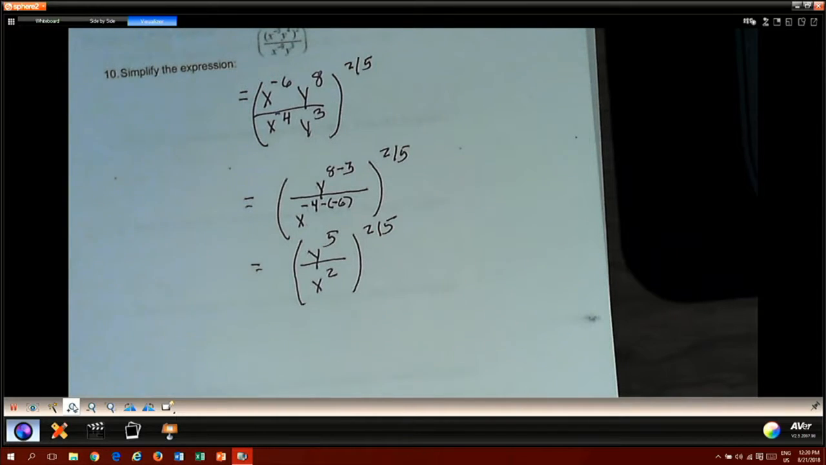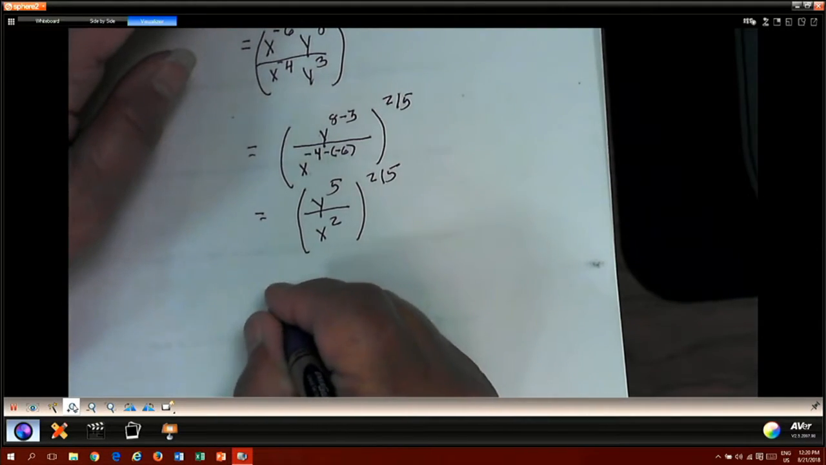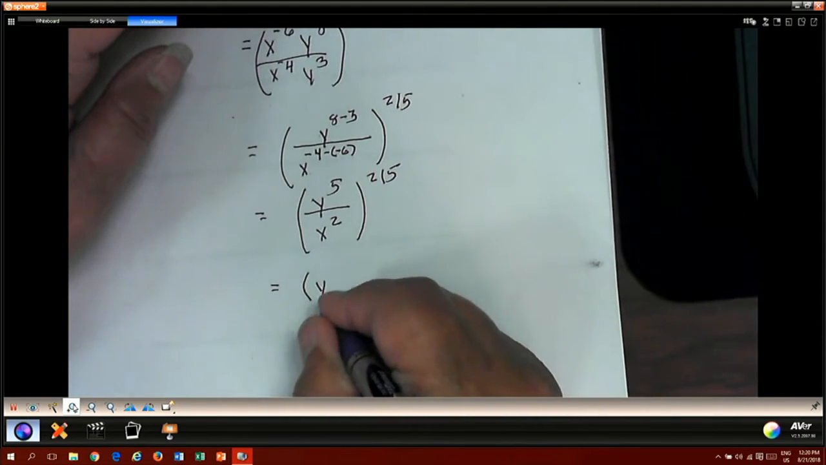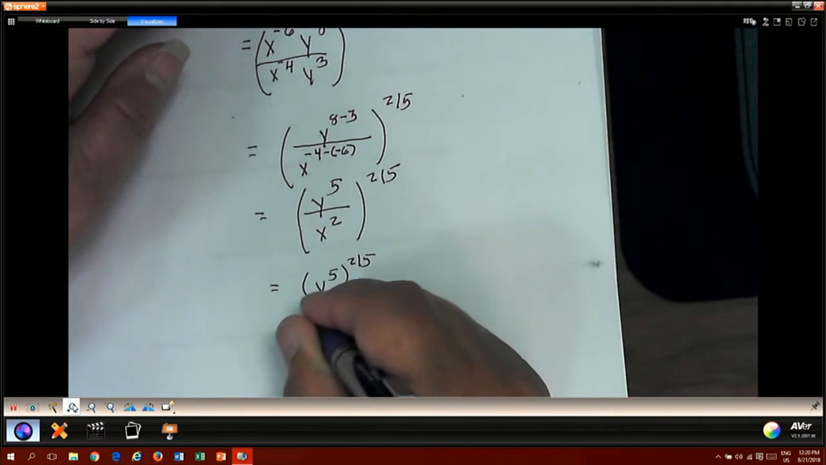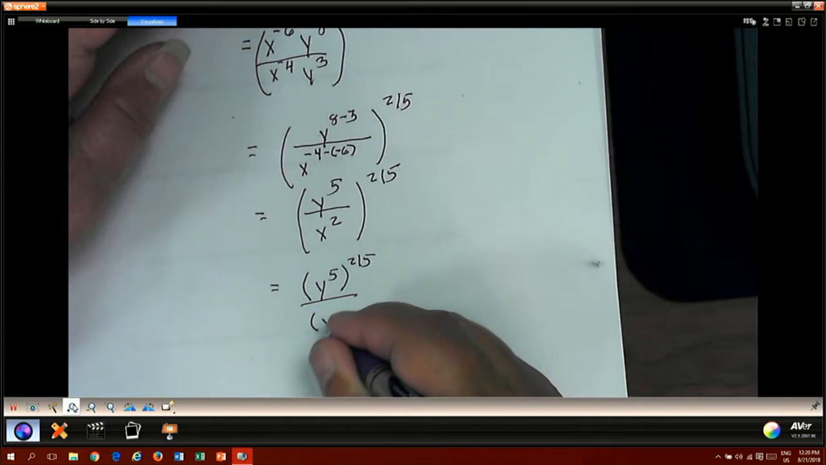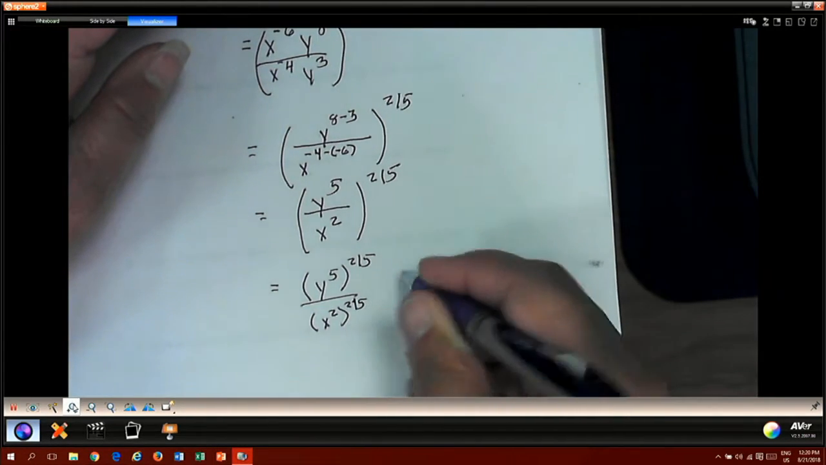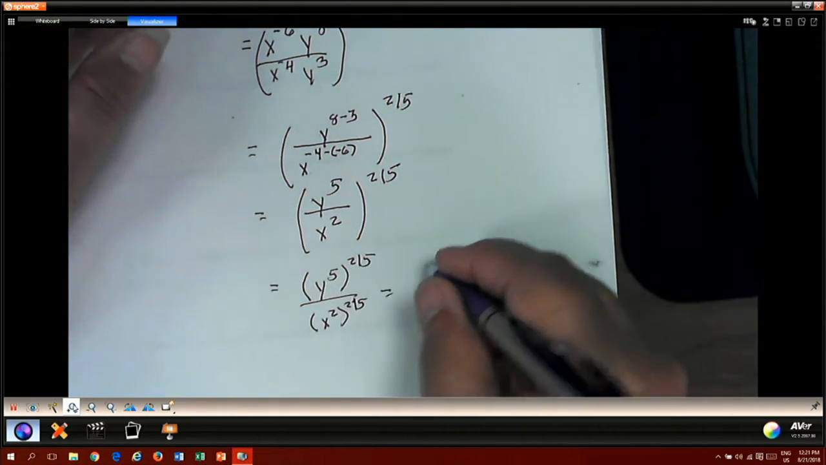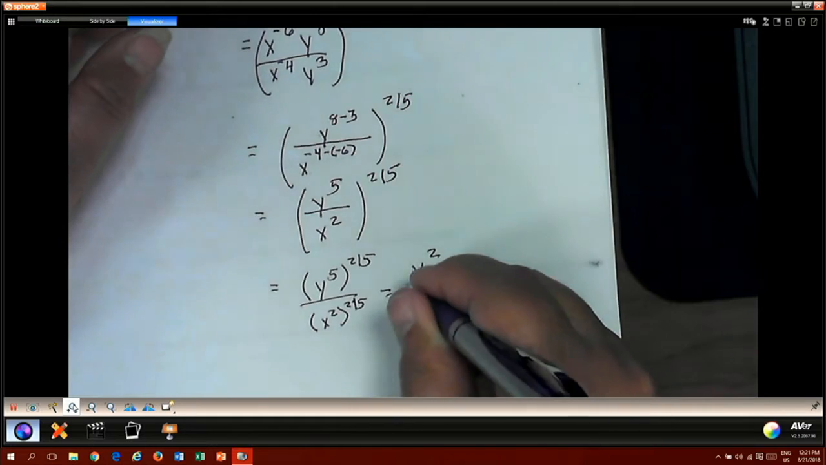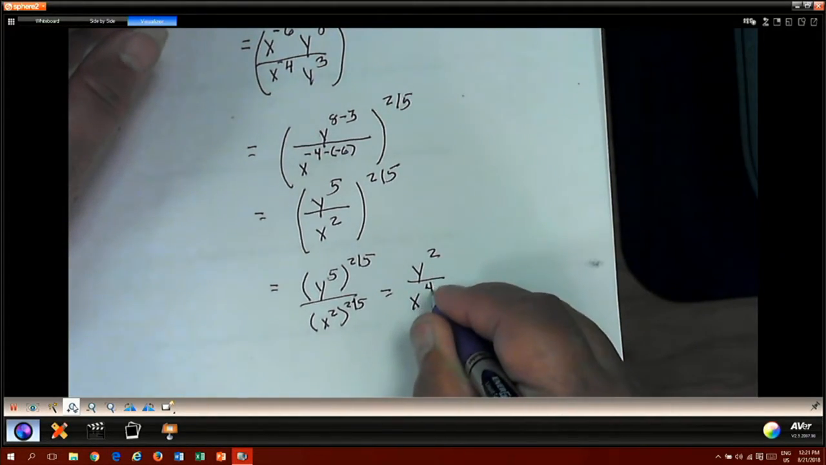So we're now going to distribute out the outer exponent. So in the numerator, we have y to the 5th to the 2/5 power. In the denominator, we have x squared to the 2/5 power. Well, 5 over 5 is 1, so this simply gives us y squared, and this becomes x to the 4/5.